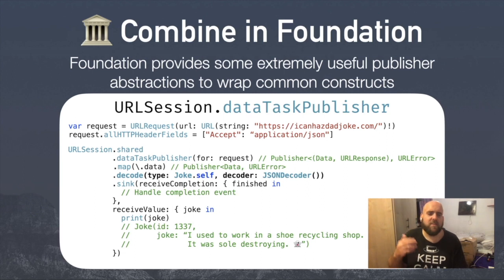It lets us basically save all the hassle of creating a new JSON decoder or any other decoder and decode the raw data type. We just do dot decode, pass in the type, pass in the decoder, and this entire very declarative chain would take care of the work for us. So in this case, in the receive value closure, I'm getting an actual concrete joke type. I'm not getting just data or a string. I'm getting an actual type that I can work with.